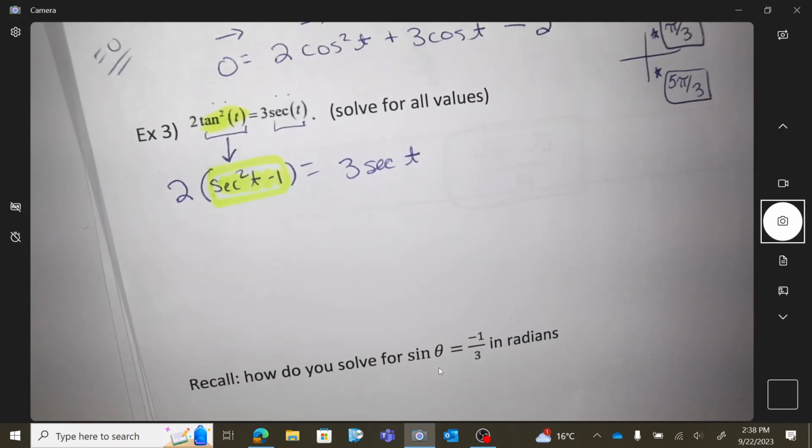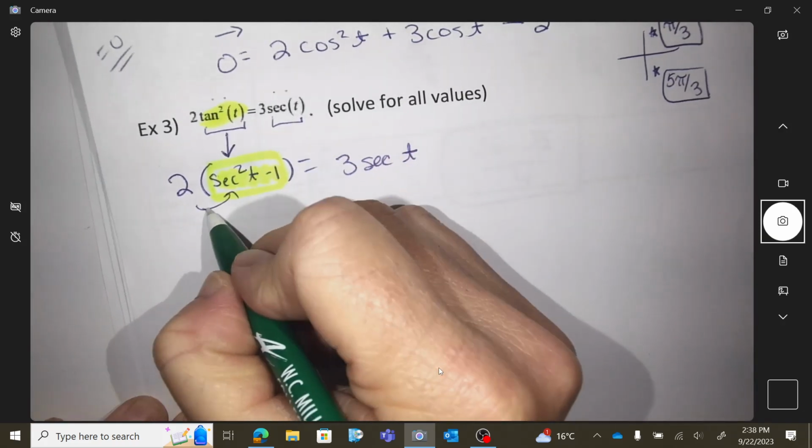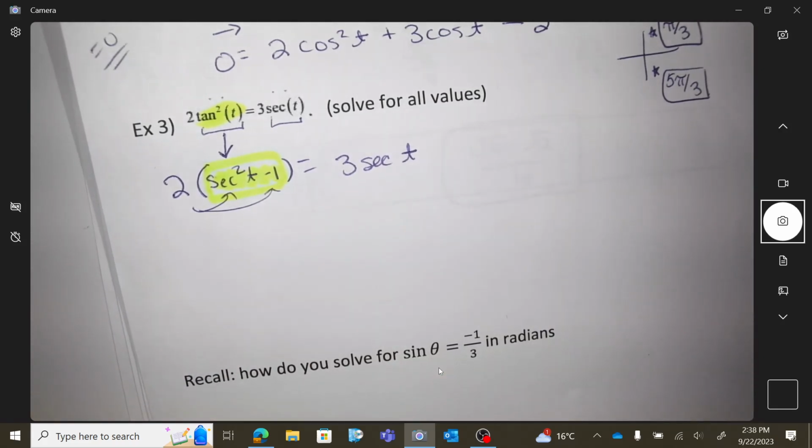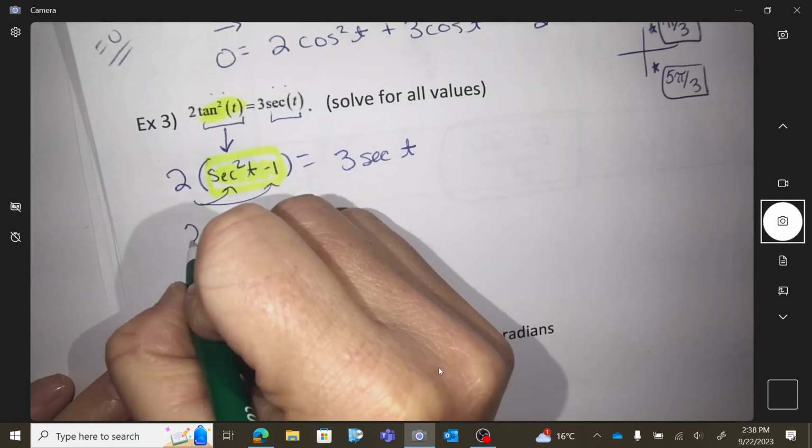This is very similar to our last question, so can you distribute, collect, zero it out? Can you do those steps on your own? Collect, distribute, collect.